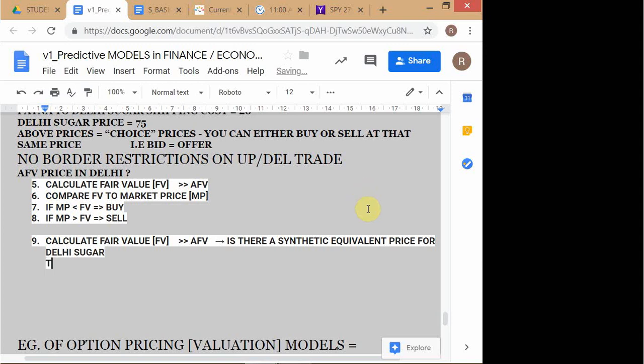Okay, that price is the AFV of Delhi sugar. AFV is arbitrage free value. So that price is the fair value using AFV. Make sure you understand the statement.